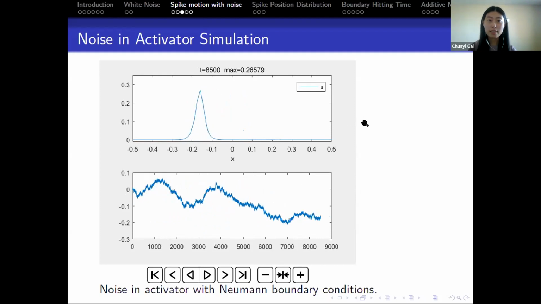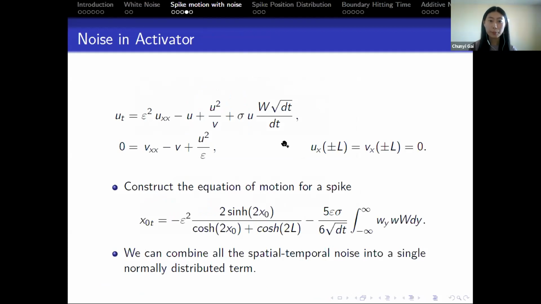Okay, so we then study this problem where we put this multiplicative noise in the equation for activator, and here we apply the normal boundary conditions. Since the motion of the spec is affected by the noise term, here we construct the spec motion equation just as we did when there is no noise. And in this case, it turns out a stochastic term comes into this ODE.